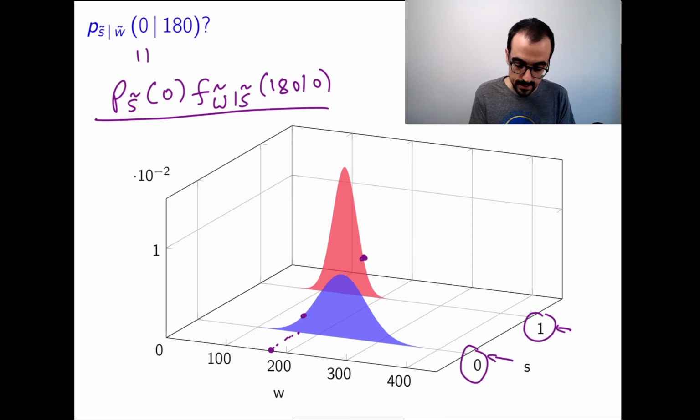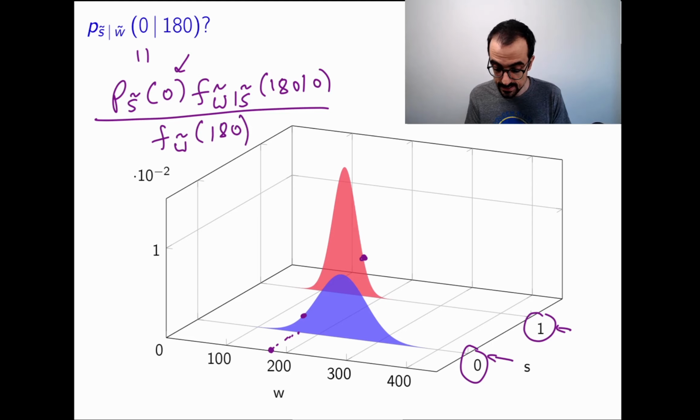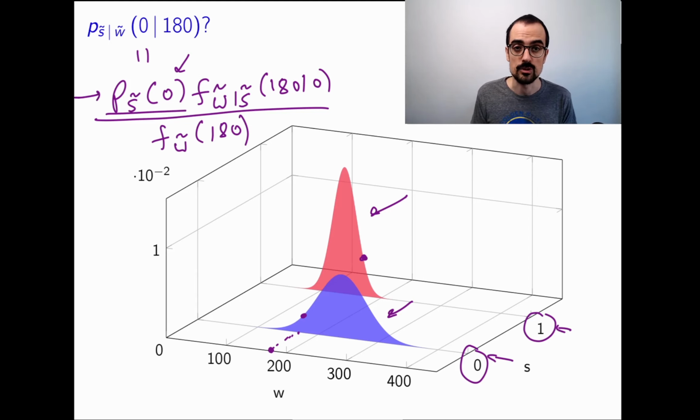So here actually this is just 1/2, so it's not going to have much of an influence, divided by the marginal at 180. But remember that the marginal is just this guy plus this guy weighted by this. So at the end of the day, what are we looking at? Because the probability of the discrete random variable is equal to 1/2 for 0 and 1/2 for 1, basically what we're going to find is the ratio between these two numbers. That's what's going to give us the probability that the bear is male.